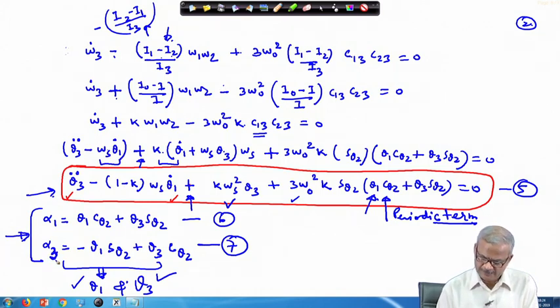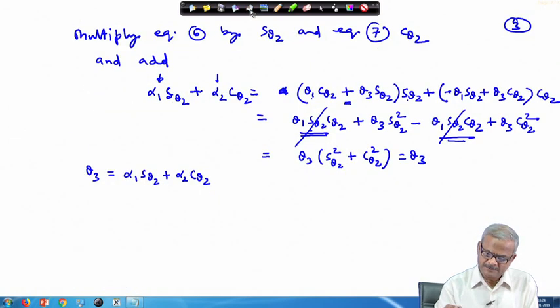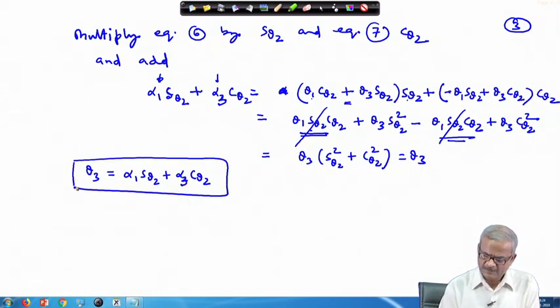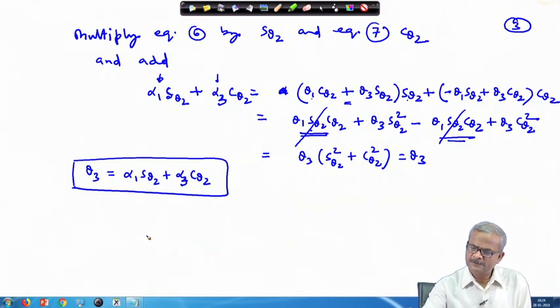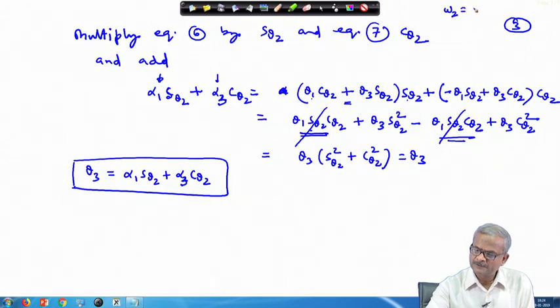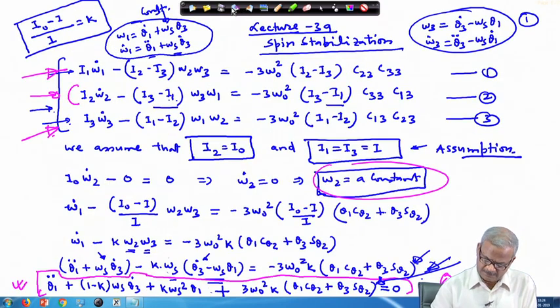I will change it to notation alpha 3. So, this is alpha 2, here we will write in terms of alpha 3. Okay. So, theta 3 is, and the reason behind this is simple, because we have already observed that your omega 2, this turns out to be a constant.